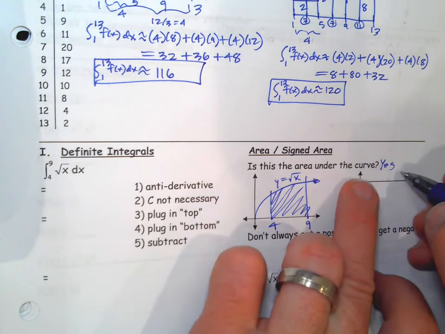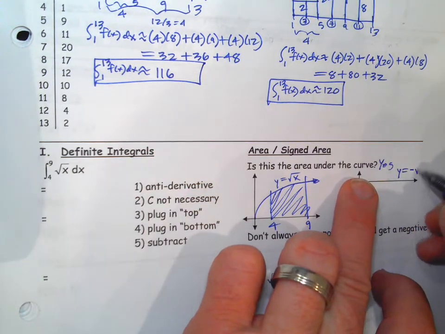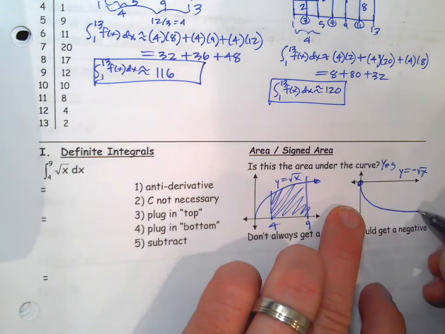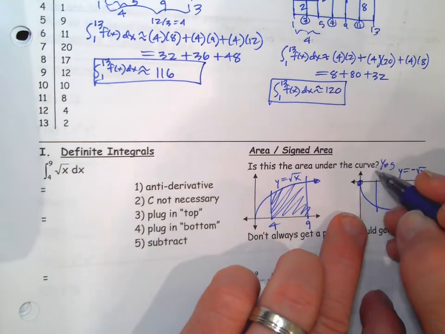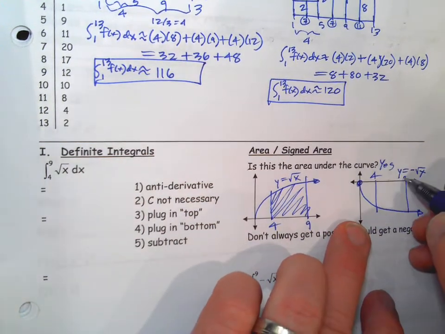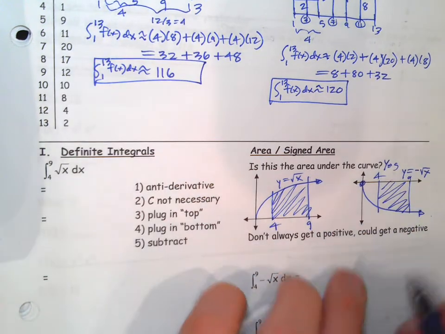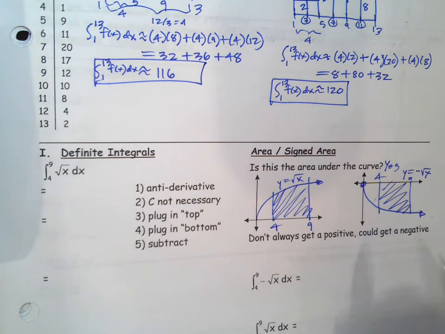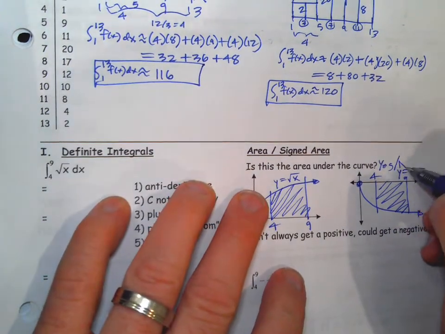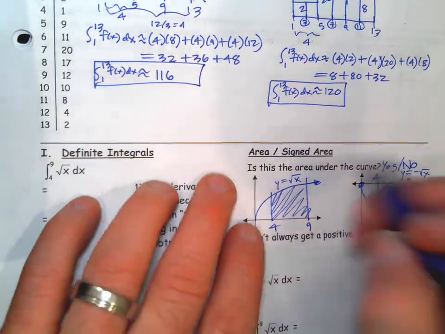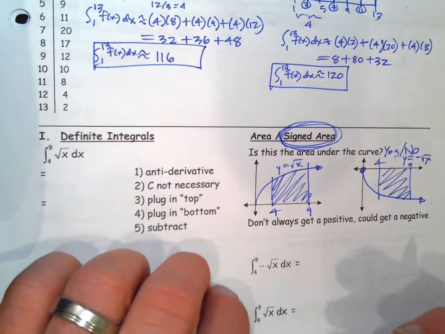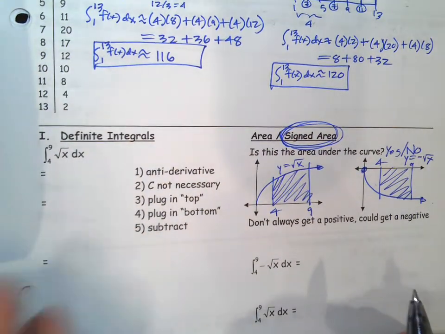But what if we did negative square root of x, which would be the bottom half of a sideways parabola, and we did 4 to 6 or 4 to 9, we found that. We'd get the same value, except this one would come out negative. And area is technically never negative. So yes and no. That's why we like to call it signed area, because it could come out negative. If it's below the x-axis, it's going to come out negative.